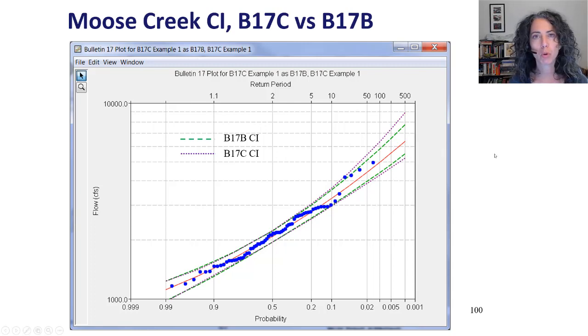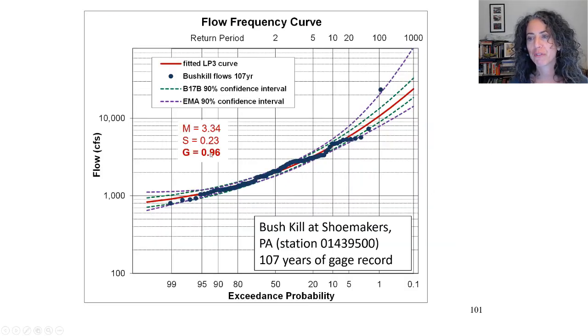I'm going to show an example with a bit of a larger skew. This is a skew coefficient of almost 1, right? So here's another sample that has no outliers and no historical information. Although seeing this large value makes me want to go seek some historical information. But at this point, it doesn't have any historical information or low outliers, and so Bulletin 17B and 17C are going to get the same resulting log Pearson type 3 distribution shown in red, and the 17B interval is in green, the 17C interval in purple.